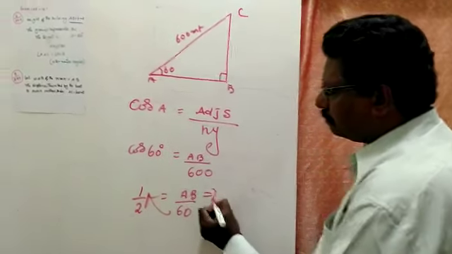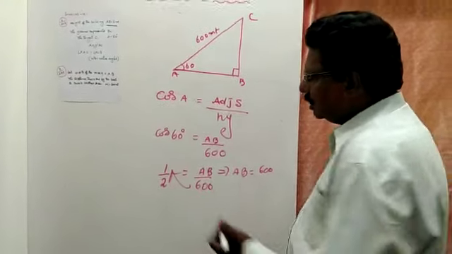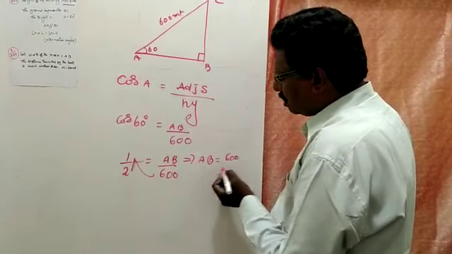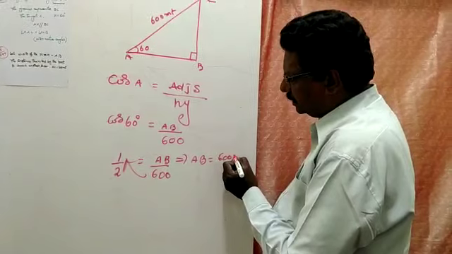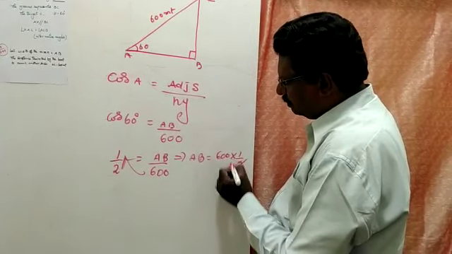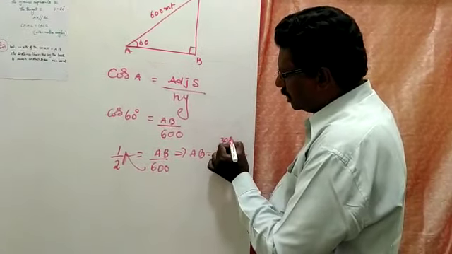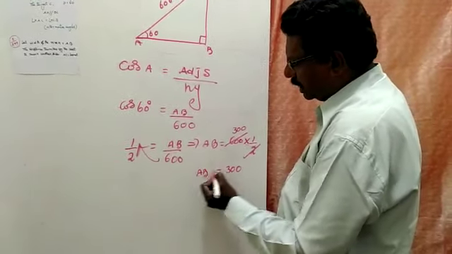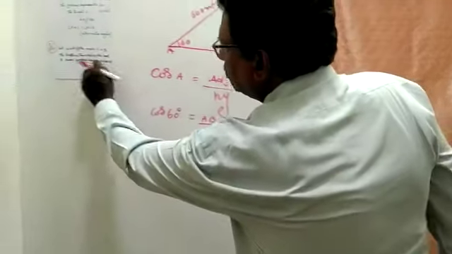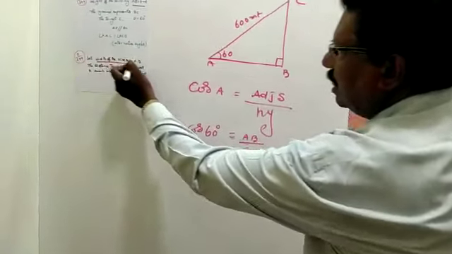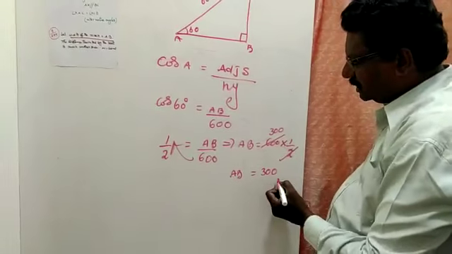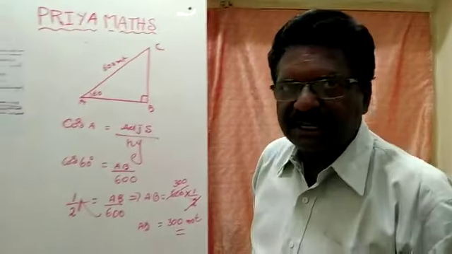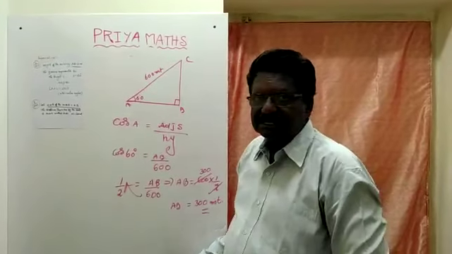Take the cross multiplication, which implies AB by 600 is 1/2, so AB is equal to 600 into 1/2. 2 will be cancelled, 300 times, so 300. AB is equal to 300. AB means what? What is AB? The width of the river. The width of the river is equal to 300 meters. This is also a 4 marks question. Okay students, you have to practice it.